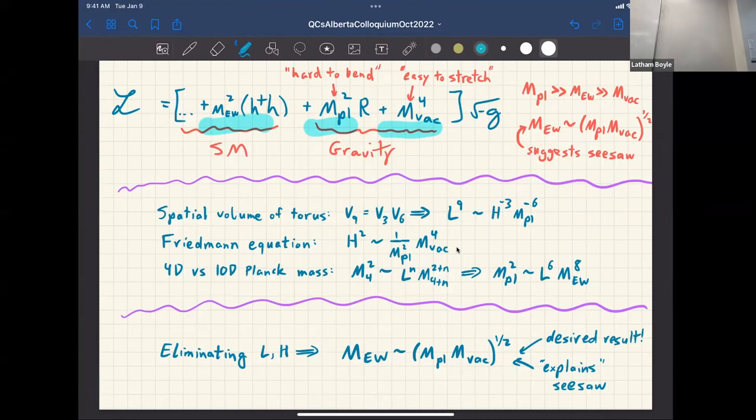But an interesting thing is that they're related to one another by, for some reason, that the electroweak scale is the geometric mean of the Planck scale and the vacuum energy scale. And the argument was supposed to be that this maybe gives a picture where that doesn't seem so crazy, but it probably is crazy, don't get me wrong. I just thought it would be fun to mention.